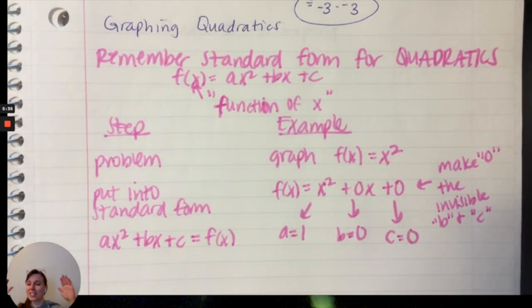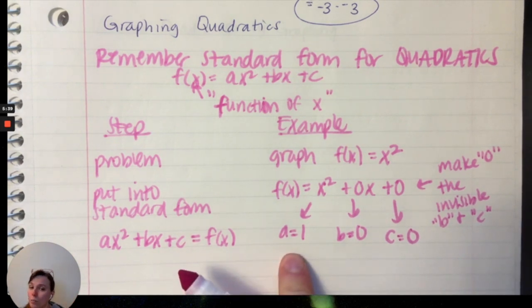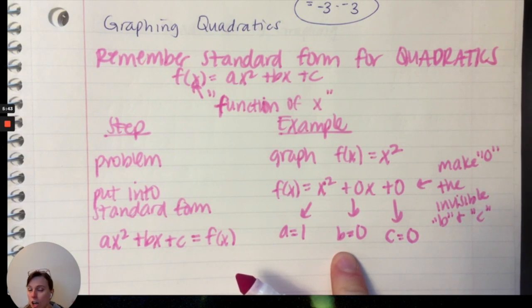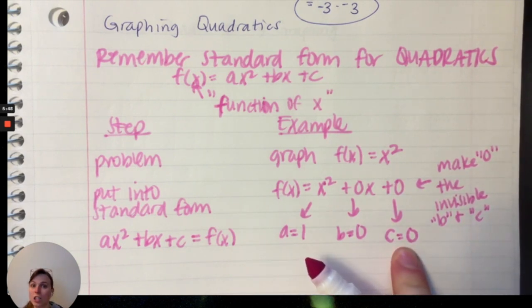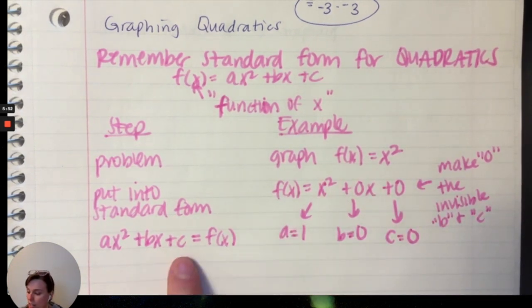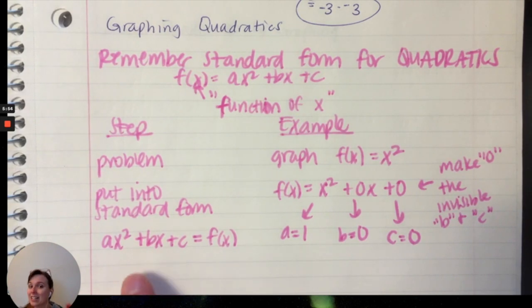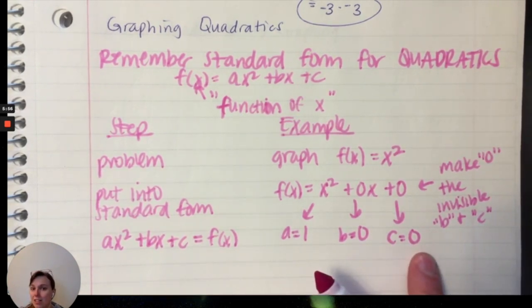So even if this wasn't in standard form and it was all rearranged, a would still be 1 because it's the number in front of x squared. B is still 0 because it's the coefficient or the number in front of x. C is still 0 because that's the constant that has no variable, okay? Even if this was rearranged to be c plus ax squared plus bx, it doesn't matter. A, b, and c will still be these values, all right?